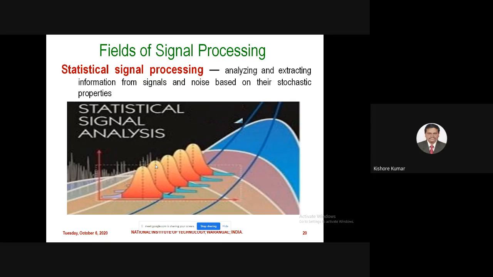In statistical signal processing, we have parametric estimation, non-parametric estimation, and different types of advanced techniques. Then we will discuss multi-rate signal processing and adaptive signal processing. Then there is model-based signal processing, and higher order statistics. All these areas we will try to discuss in the case of statistical signal processing. This is one particular domain.